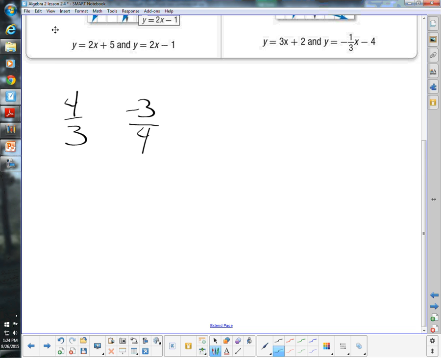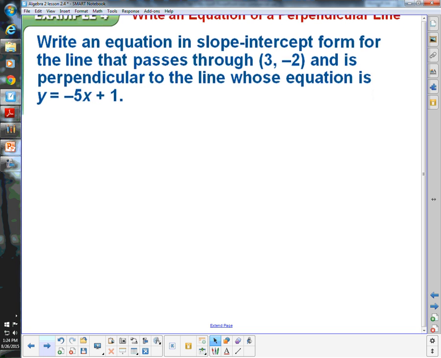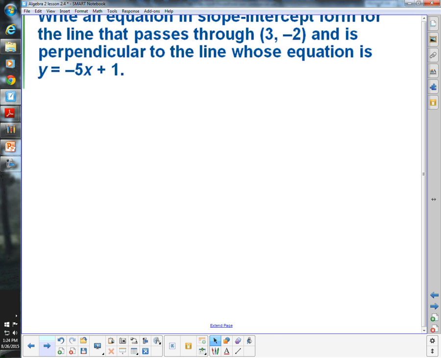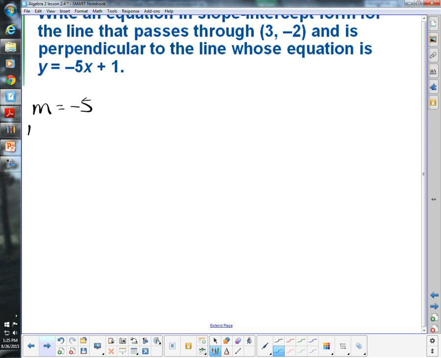Write an equation in slope-intercept form for the line that passes through 3, -2, and is perpendicular to the line whose equation is y equals -5x plus 1. What is perpendicular to this slope? This slope right here is -5. For a perpendicular slope, what would it be? Positive 1/5. That's right. Questions? Okay.